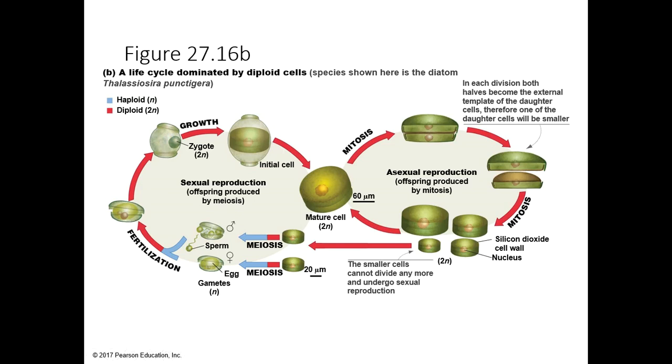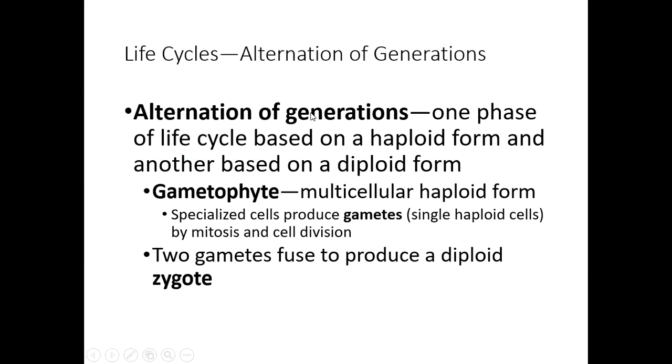So you're not going to have to memorize this, but you should understand what's happening given this picture and be able to follow, like I said, from fertilization all the way through. So this type of life cycle where you're going back and forth between the dominant haploid form or the dominant diploid form is called alternation of generations. And you will see this again later on when we do plants.